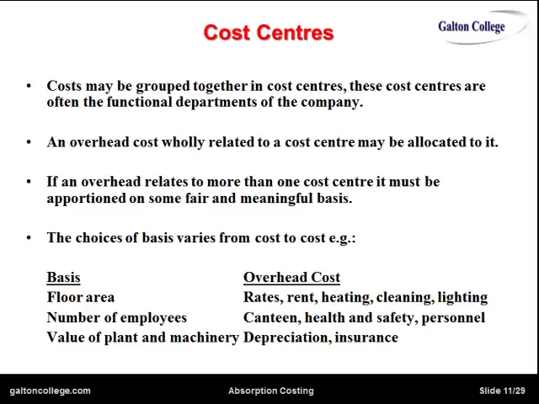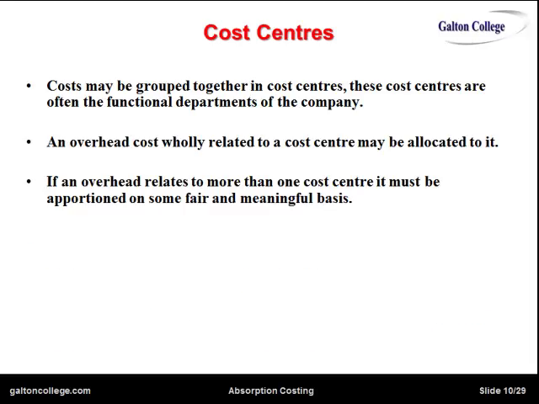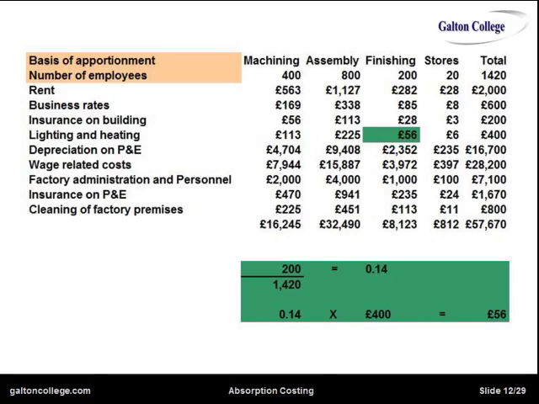The value of plant and machinery could relate to depreciation and insurance. Those would be overheads that could be allocated in that way. Let's have a look at a little table. In fact, this table appeared in a different video in these classes, but I've just taken one out because I don't want to confuse the issue by looking at all of that again.